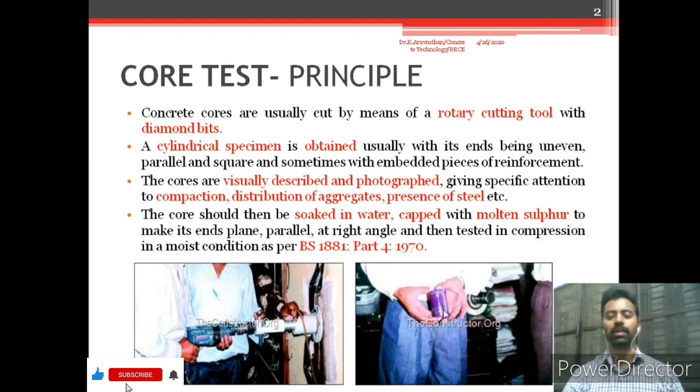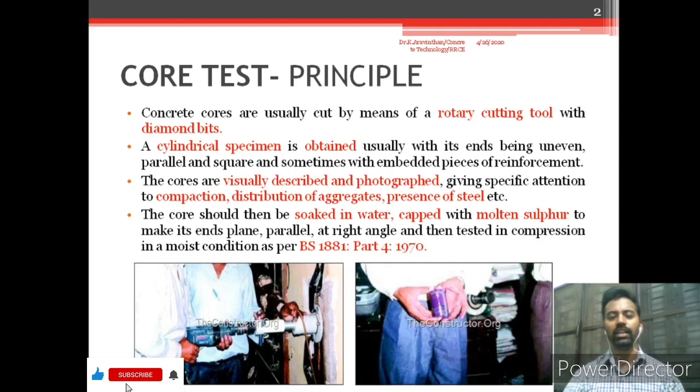This is a sample which is taken from the exact structure whose strength or durability you are going to identify. Here they will use a rotary cutting tool, that is, diamond bits are used, and a cylindrical specimen is obtained through this test. This will give you a visual description and a photograph of the distribution of aggregates and the presence of steel.